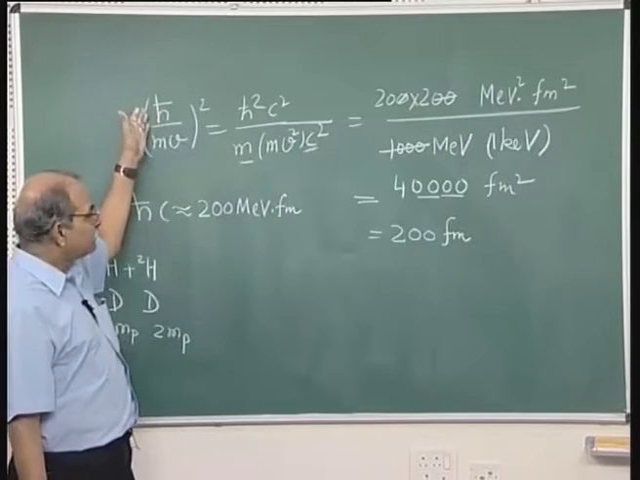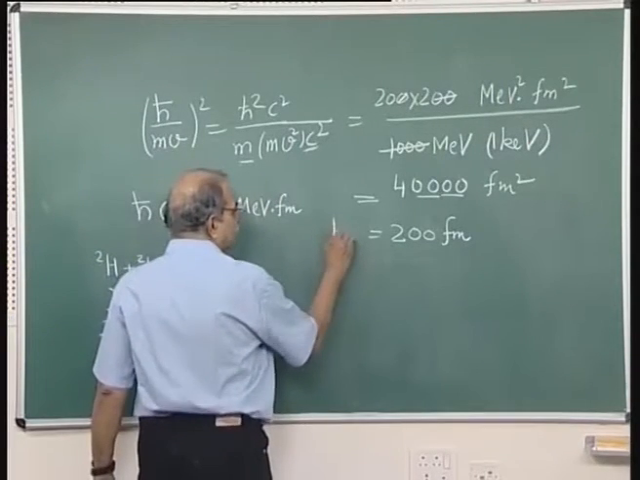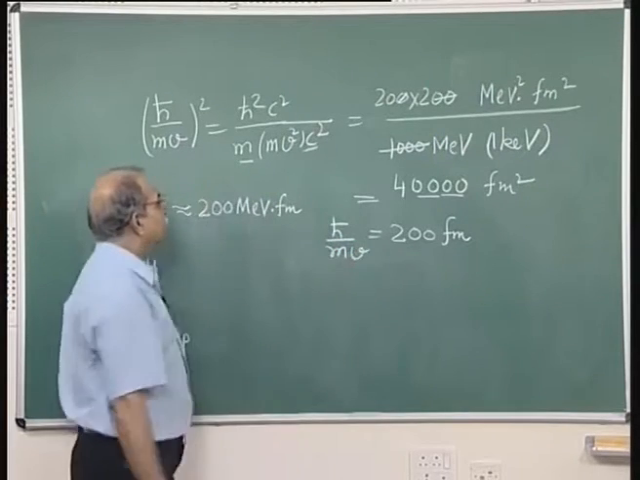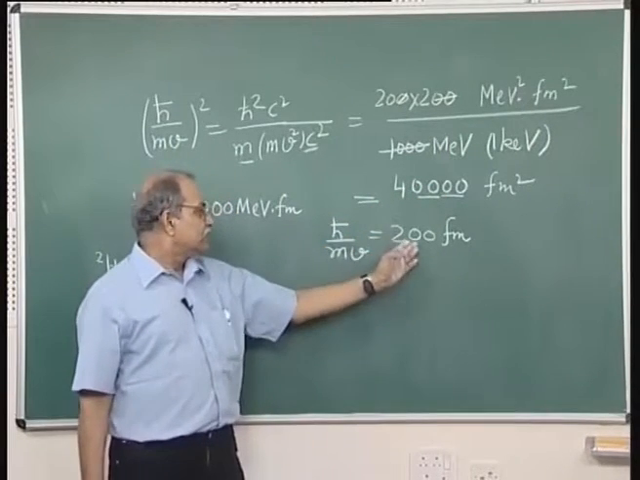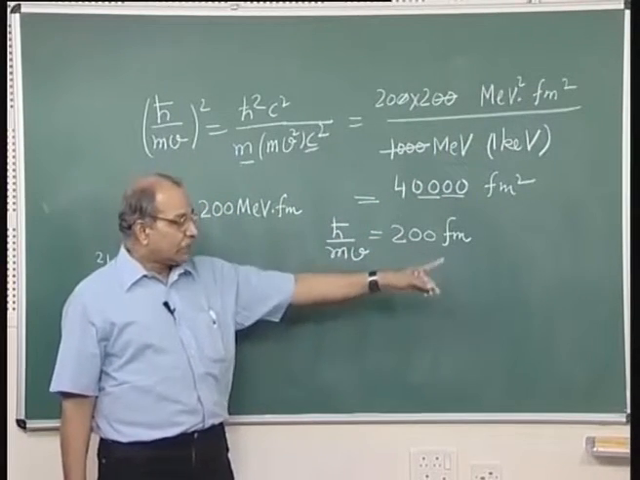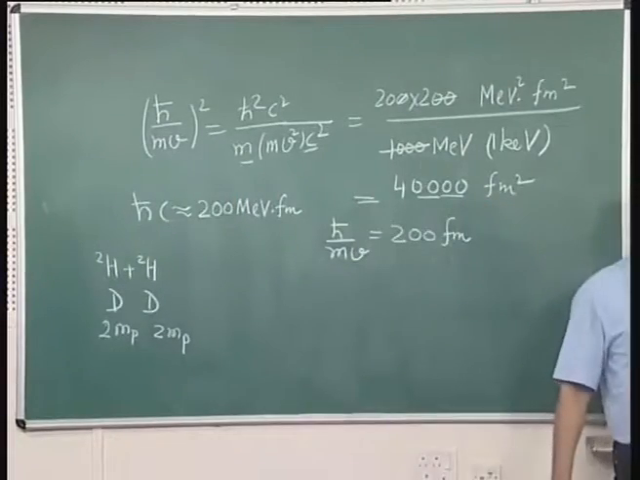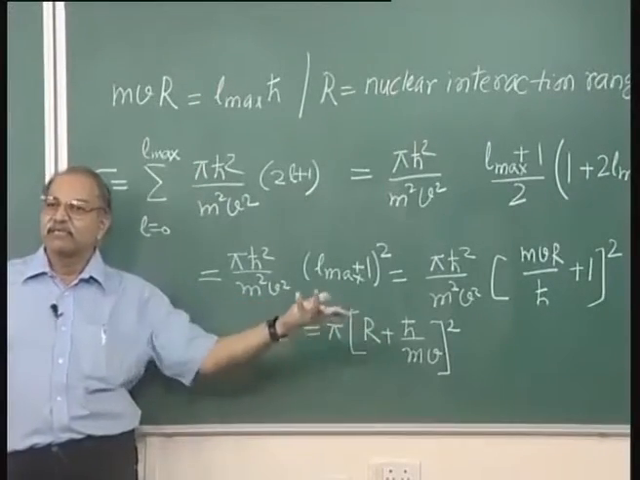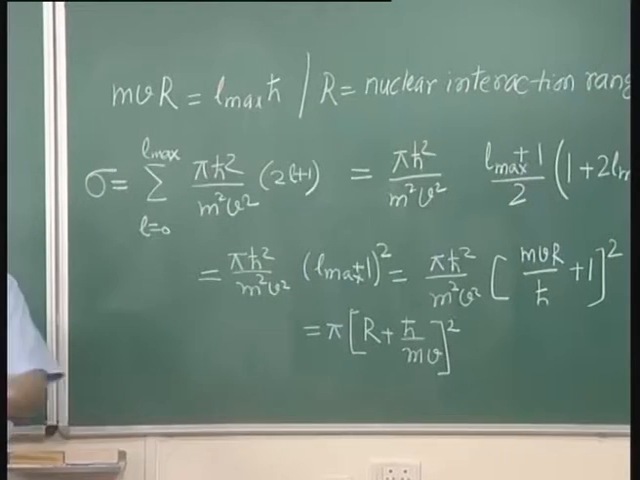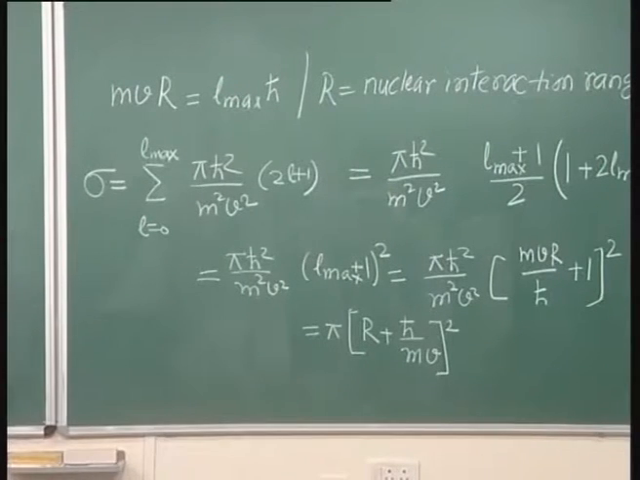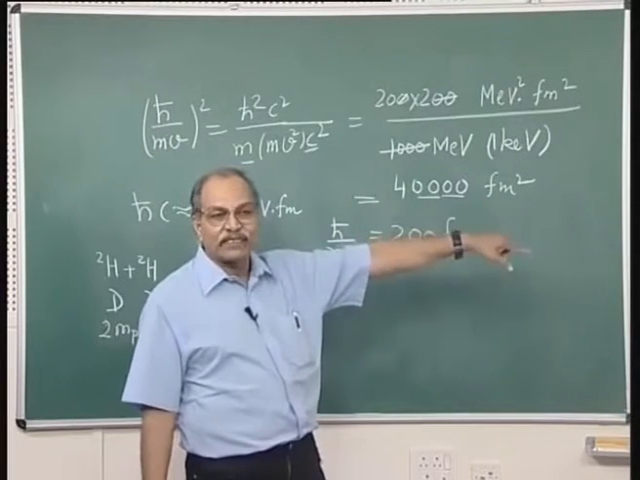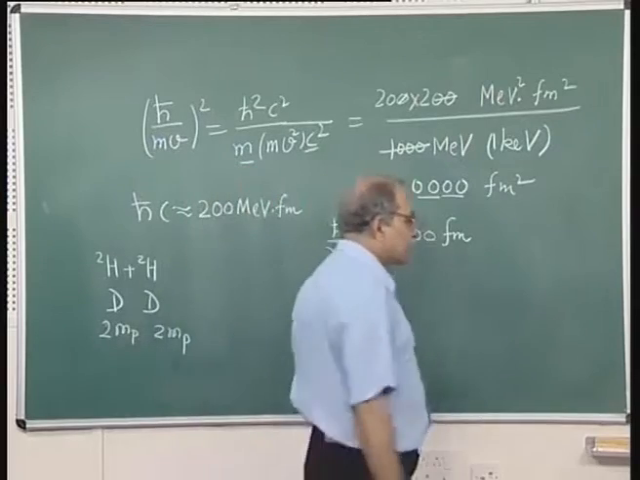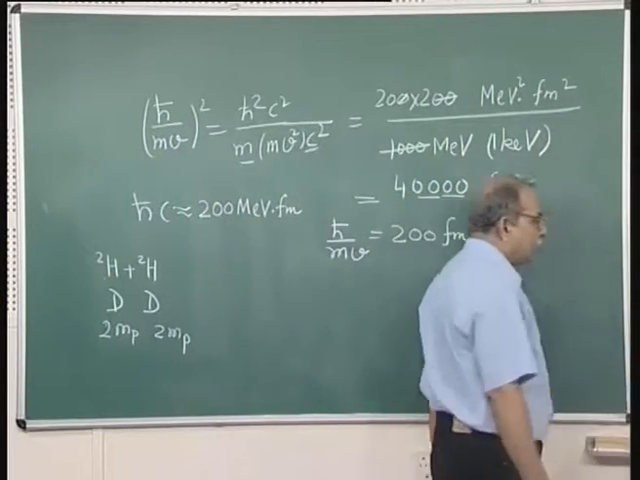That is h cross by mv. This is h cross by mv, right. This I had calculated as h cross by mv square; I have taken the square root here. So, h cross by mv is this, and R, capital R, is the range of nuclear interaction, which is typically say 2 femtometers. So, typically 2 femtometers, here it is 200 femtometers. So, this term dominates over that capital R, and therefore, you can write sigma for low energies, right.